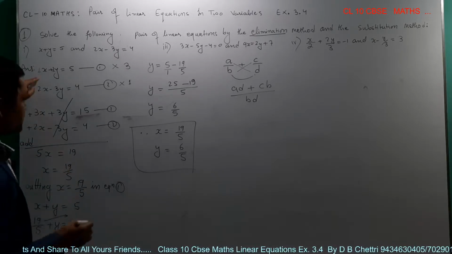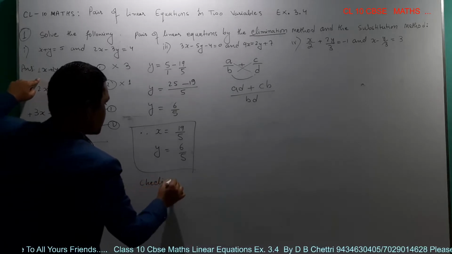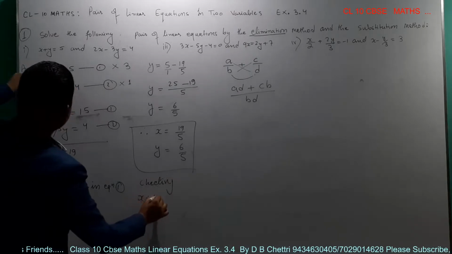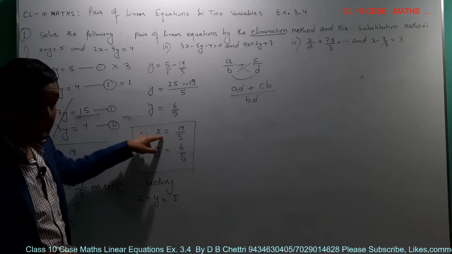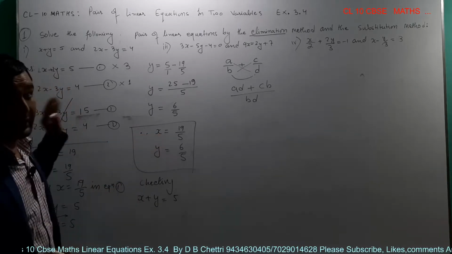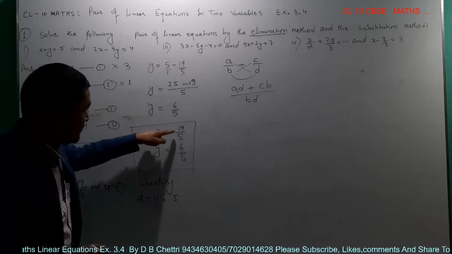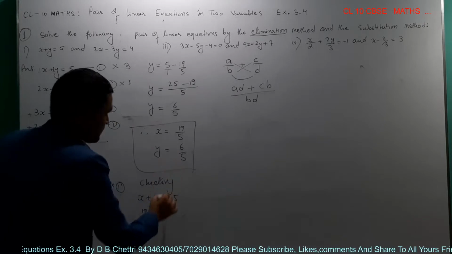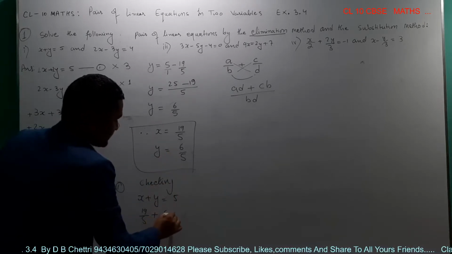Let me show you how to check. Checking the solution: x plus y equals 5. Now replace x by its value. You can put the values in any one of the equations; choose the equation which is easy to solve. The value of x is 19 by 5, then plus the value of y, 6 by 5, equals the right hand side, 5.